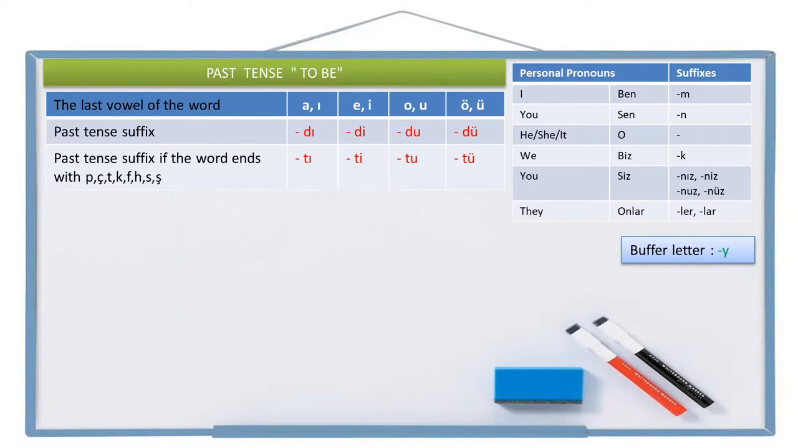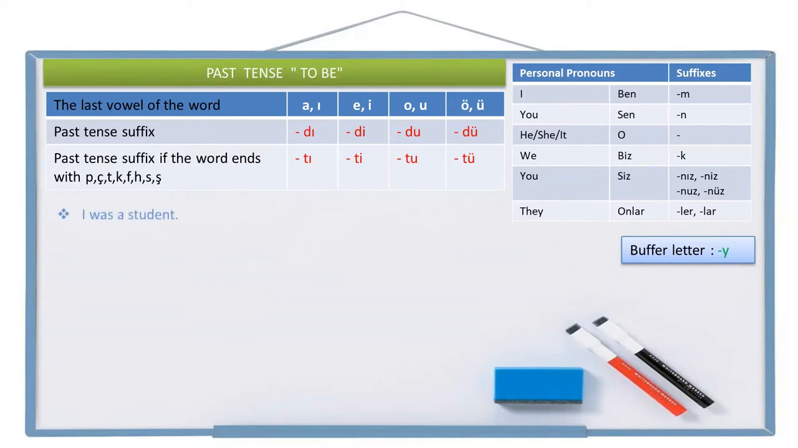So if you didn't watch that lesson, please first watch the lesson about definite past tense, and after that, come to this lesson. On the right, you can see person pronouns and person pronoun suffixes, and in some cases, we are going to need buffer letter ye. Let's start with an example.